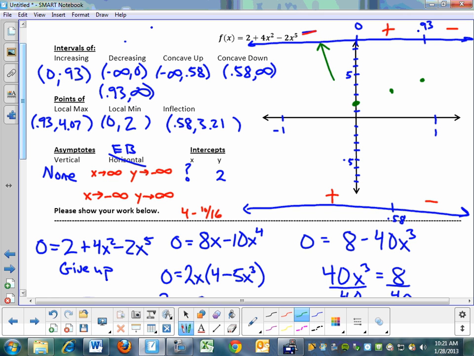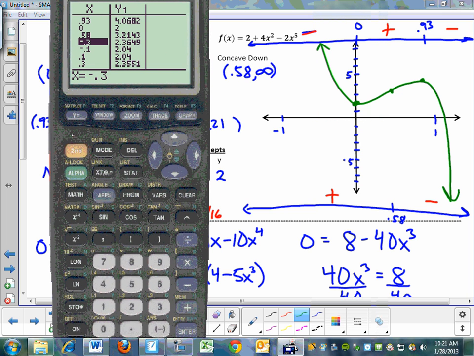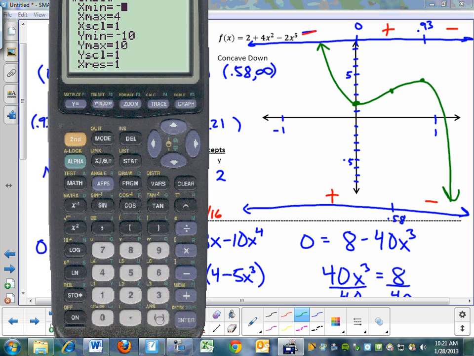It comes from up top, and we know that this is a local min. We change concavity there. Now you might say that that looks more like a cubic. Sometimes 5th degrees can look like cubics. If I make my window -2, something very similar to what we have.